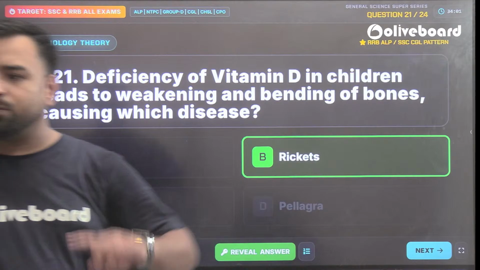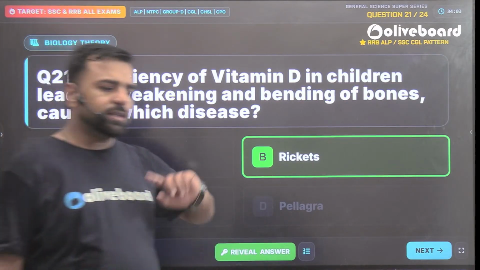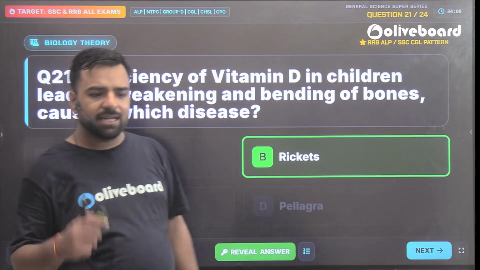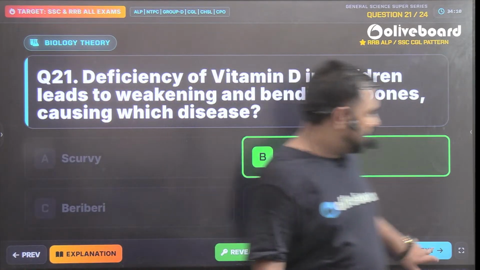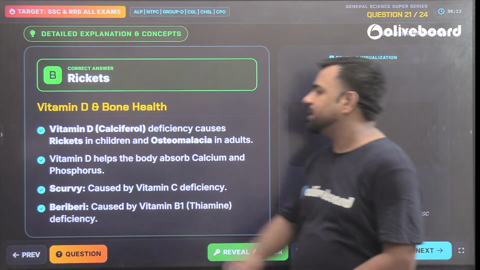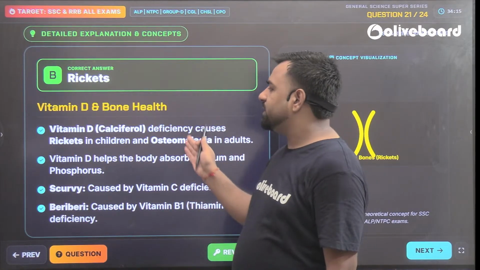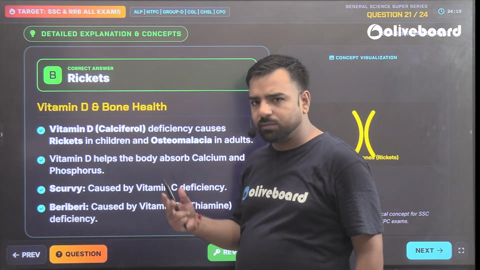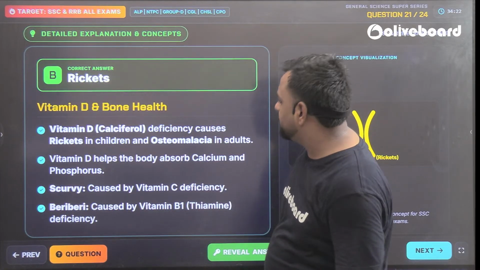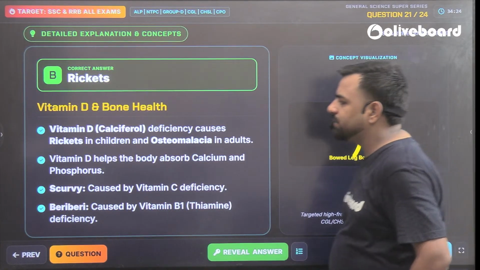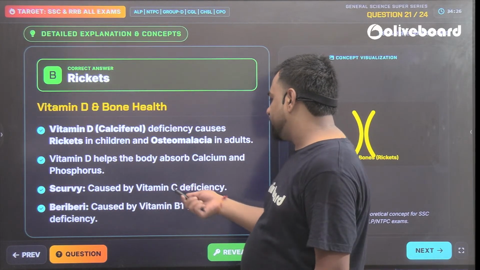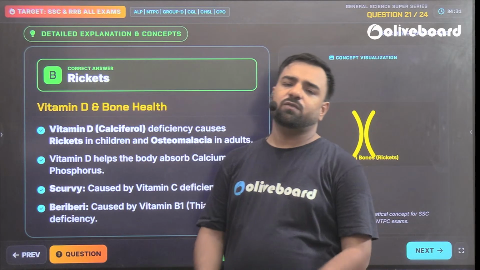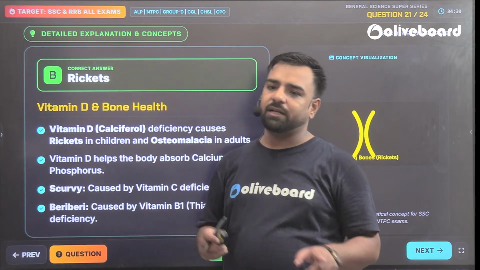So yes, and from where you'll get it? So it is obtained from the sunlight, and for the same reason it is also known as sunshine vitamin, and the chemical name of it is calciferol. Okay, so vitamin D's chemical name is calciferol. Its deficiency leads to rickets and also osteomalacia in the adults, that is the softening of the bones. And vitamin D helps the body absorb calcium and phosphorus. Scurvy is caused by lack of vitamin C, and beriberi, that is actually caused because of deficiency of vitamin B1. So it may be wet, it may be dry. Next.